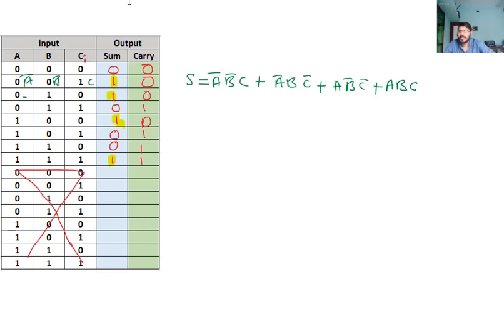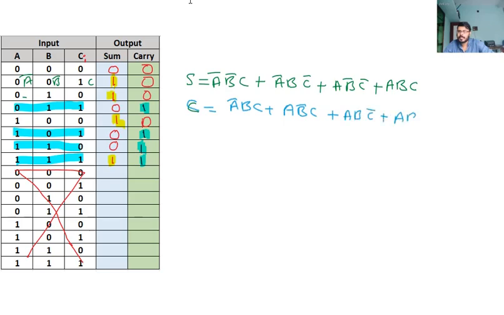Now what about carry? Now if you consider the carry is high in this case. 1, 2, 3, again 4 cases are there. Now correspondingly we have to consider the corresponding fundamental products. So the carry will be equal to, the first case is A complement BC, then second case is A B complement C, then A B C complement, then A, B, C. Okay. Now let us simplify these expressions.